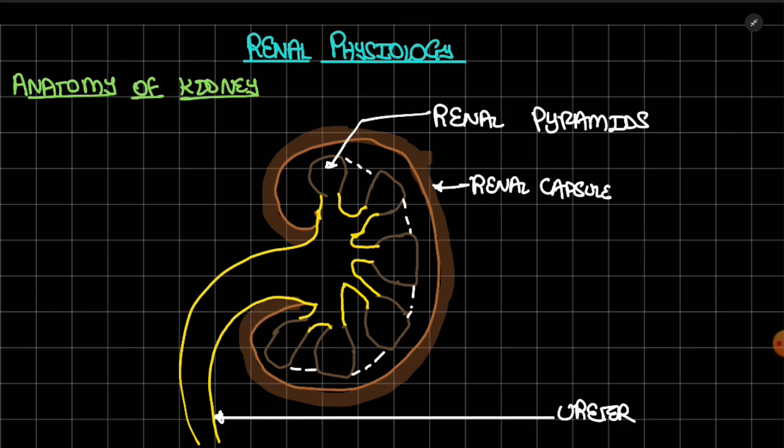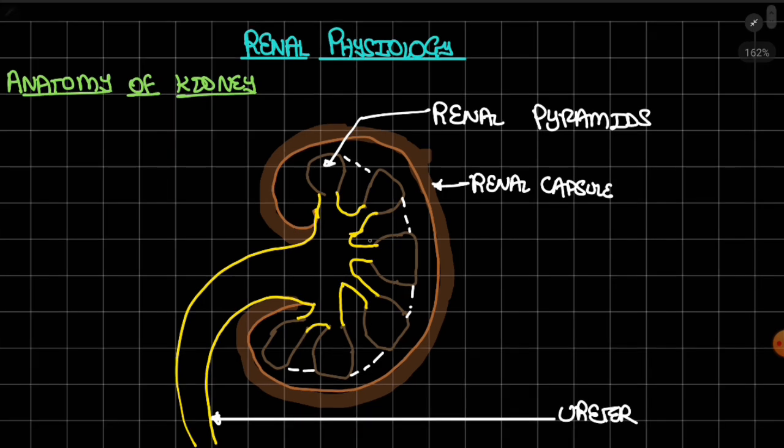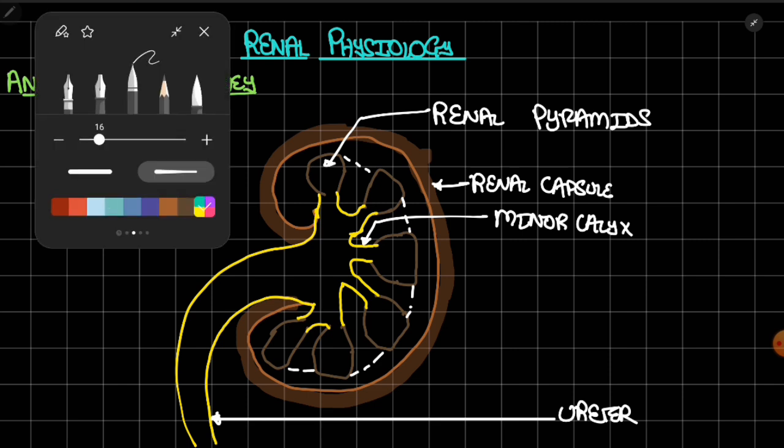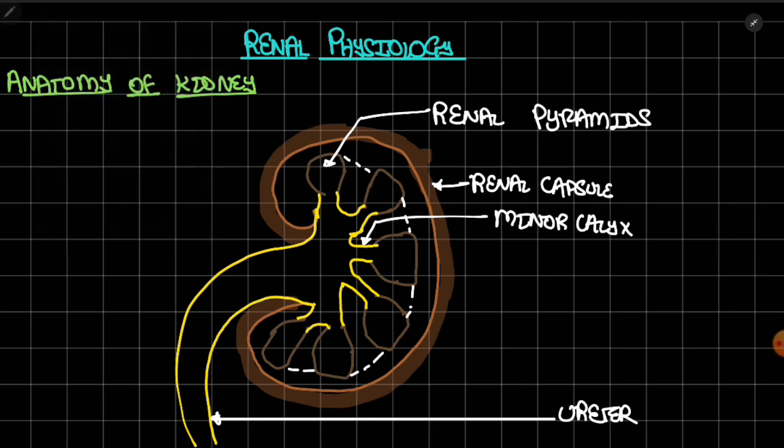The pathway which connects to each renal pyramid is known as the minor calyx. So this is one of the minor calyces. Now let me just highlight some structures.